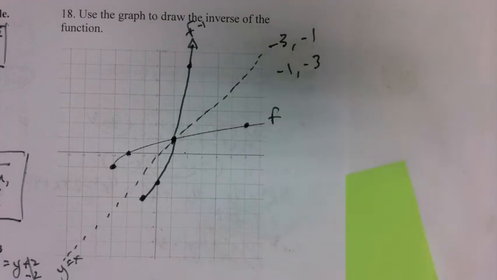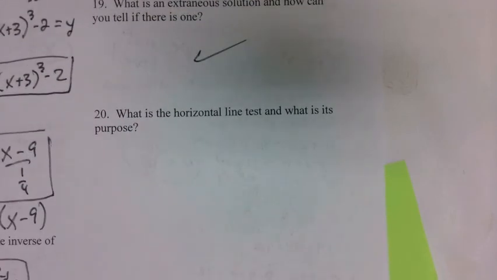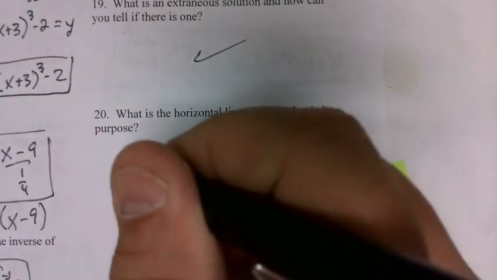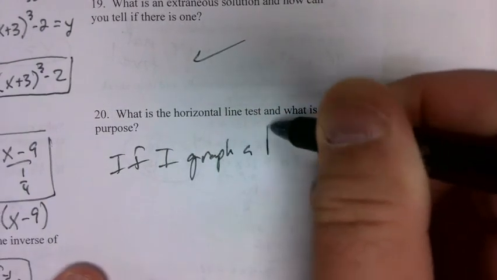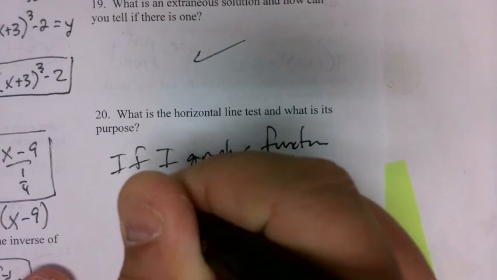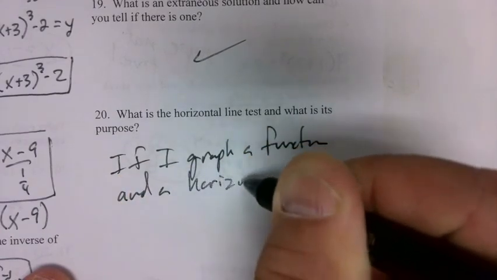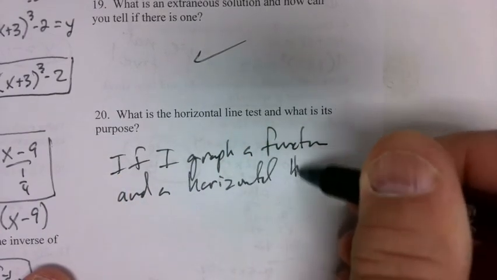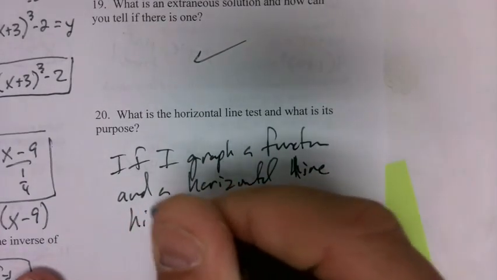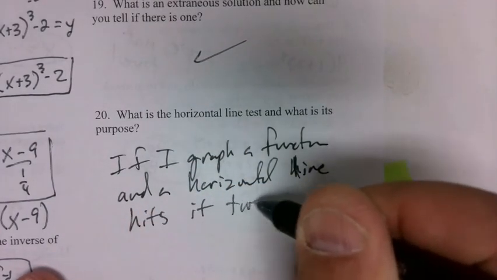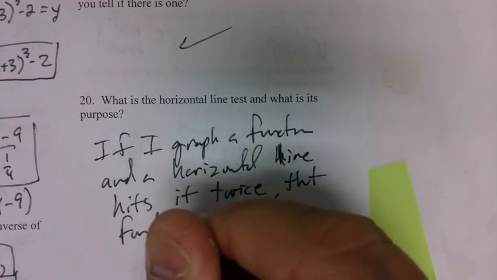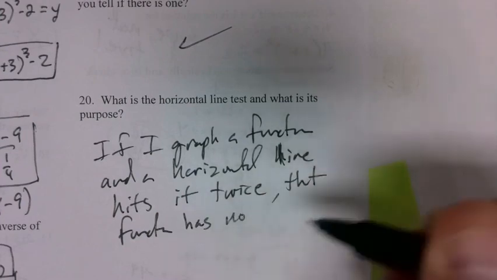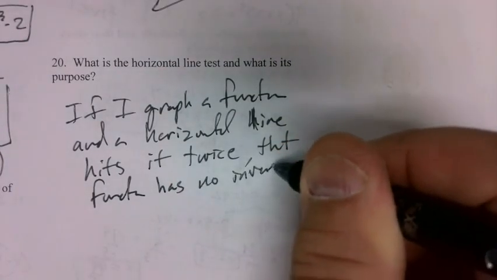That's all you're doing. And now remember, not all functions are going to have an inverse, only those that pass the horizontal line test. Remember, the horizontal line test says if I graph a function, and a horizontal line hits it twice, that function has no inverse. I'm sorry, I'm writing this really fast. No inverse. I'll give you an example.